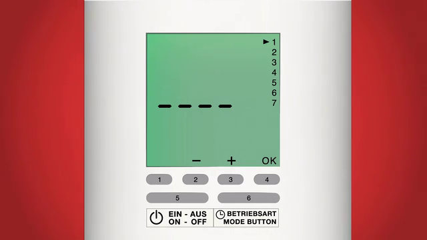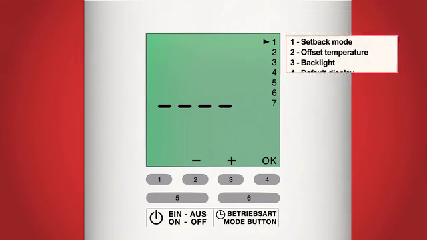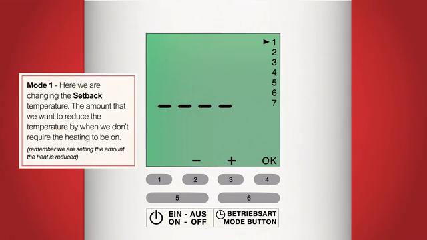First of all, let's look at the numbers on the right. These are now representing which setting we are on. As we go through the settings, the arrow will go down through the numbers. The first setting that we are on is a setback temperature.